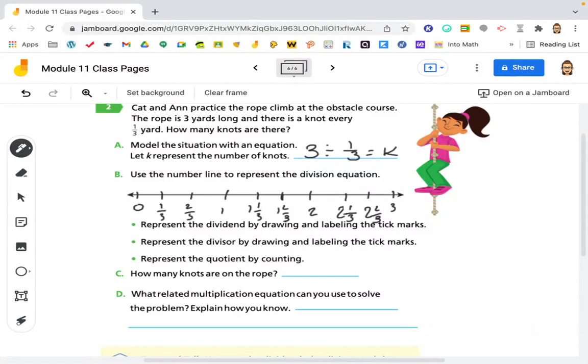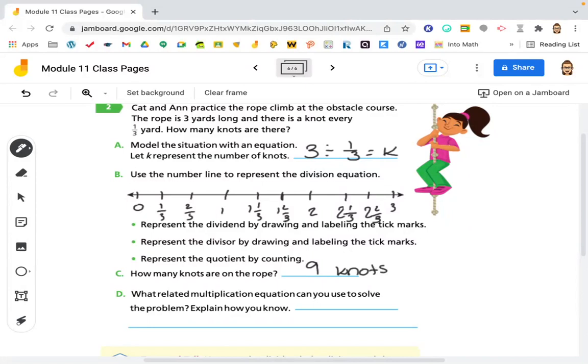So we represent the dividend by drawing and labeling the check marks. Then we represent the divisor by drawing and labeling the check marks. So we represent the quotient by counting. So 1, 2, 3, 4, 5, 6, 7, 8, 9. So it says how many knots are on the rope? 9 knots.